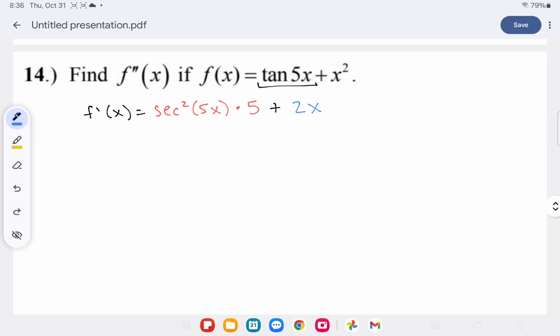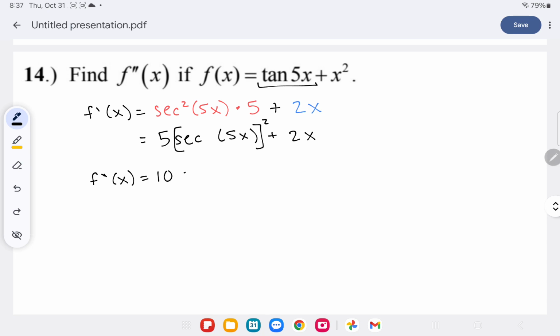Okay, so let me rewrite this real fast before we find the second derivative. We have 5 times secant squared of 5x plus 2x. Okay, so when we take the second derivative, so the derivative of what we just found, I'm going to rewrite this actually a second time. Hold on. Let's rewrite that as squared. There we go. So when I take the derivative of this, I have to use the power rule first because that secant is squared. So I'm going to use the power rule and take that squared and multiply it by the 5 to get 10.